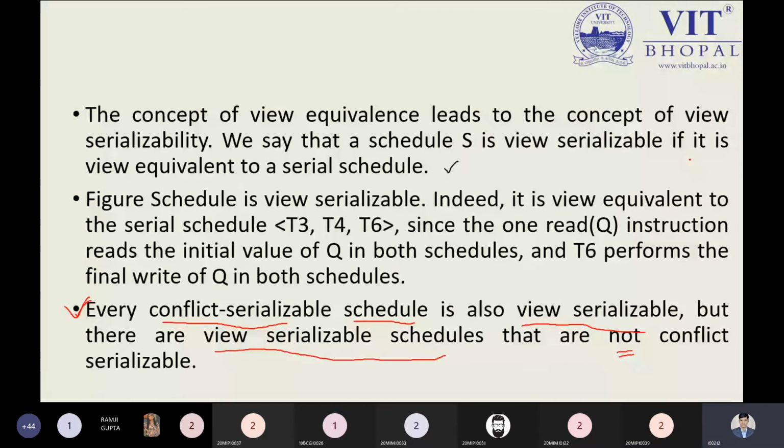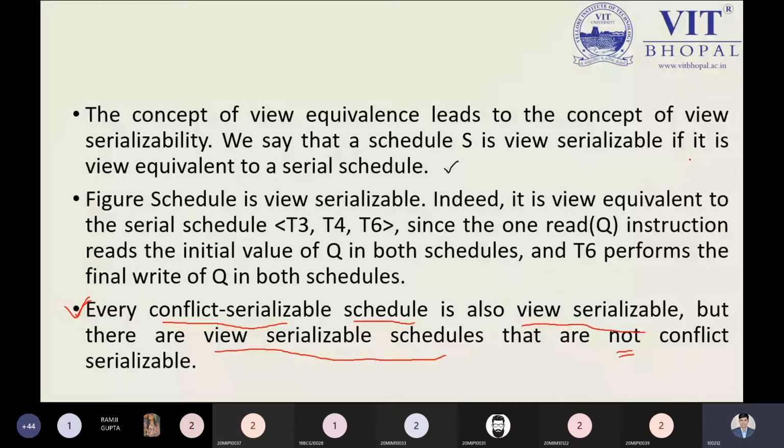So the concept of view equivalence leads to the concept of view serializability. If you don't have any idea about view equivalence, then you are not able to understand view serializability. Same example: if you don't know conflict equivalence, then you are not able to understand conflict serializability. So we say that a schedule S is view serializable if it is view equivalent to a serial schedule. That is an important term we have to keep in mind.